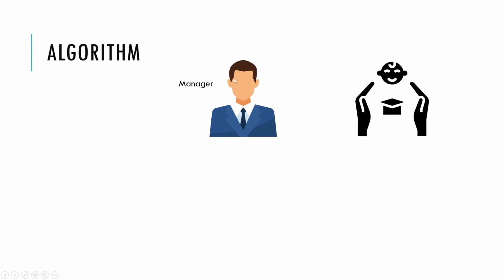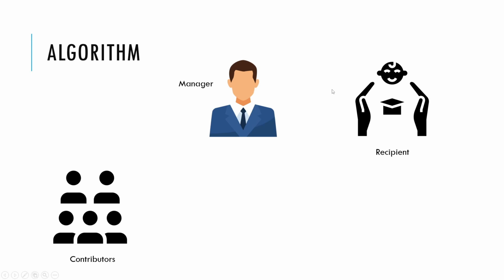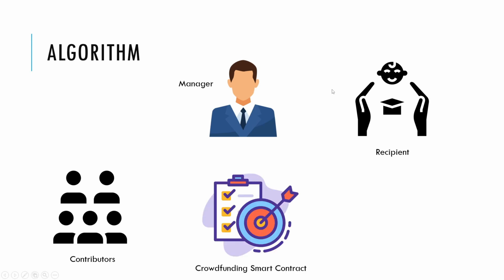So first of all, let us understand the algorithm of our crowdfunding smart contract, the smart contract that we are going to create for crowdfunding. In our algorithm, there will be three entities. The first entity will be the manager. The second entity will be the recipient to whom we want to send the contribution. Then we will have contributors who will be contributing in our crowdfunding smart contract. Now let us understand the flow of this algorithm, like how this crowdfunding will actually take place.